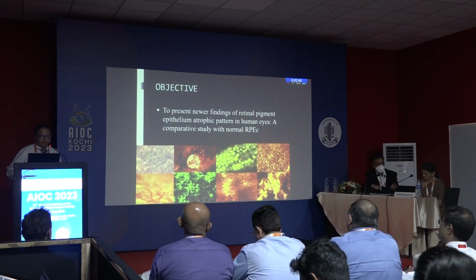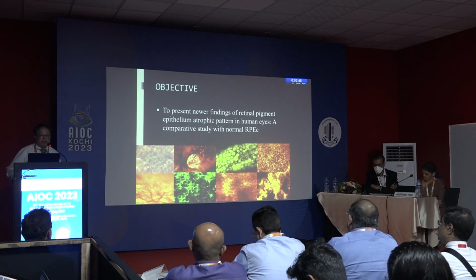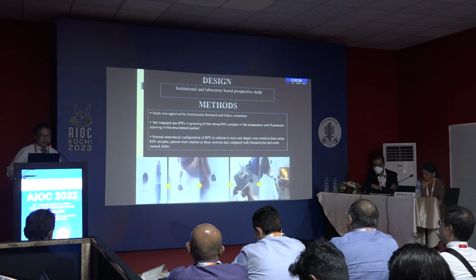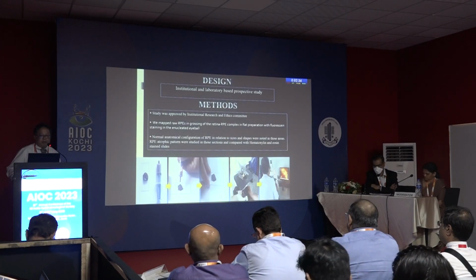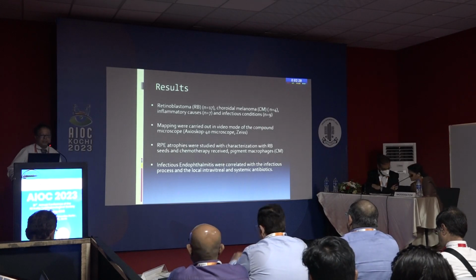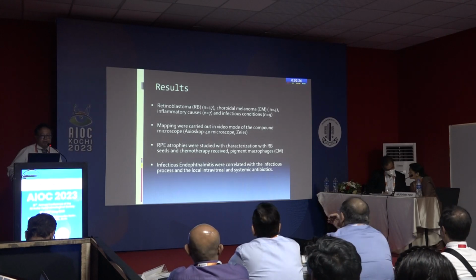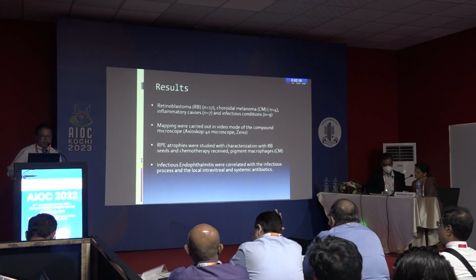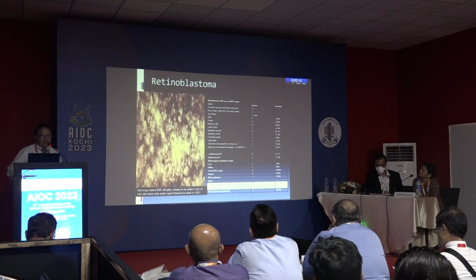Now, the objective of this presentation is to know the newer findings of retinal pigment epithelium atrophic changes in human eyes. This is an institutional-based prospective study where ethics committee approval was taken, and raw specimens were studied from retinoblastoma, 17 cases post-chemotherapy out of 51 cases, choroidal melanoma in 4 cases, inflammatory cases 7, and infectious conditions 9. Mapping was done in video mode as well as in still mode by Zeiss camera and microscope. And these are the retinoblastoma cases.